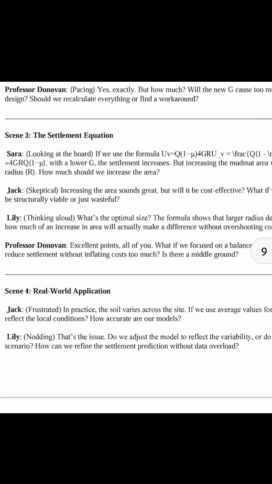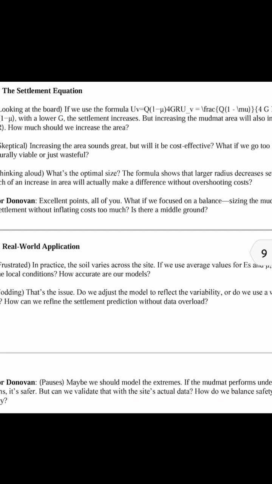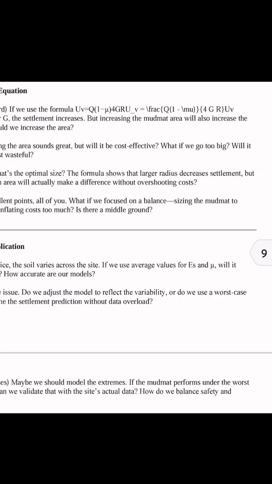How much should we increase the area? Increasing the area sounds great, but will it be cost effective? What if we go too big?